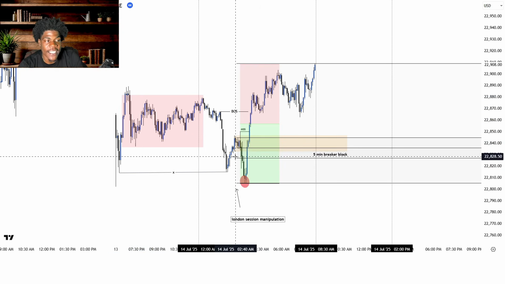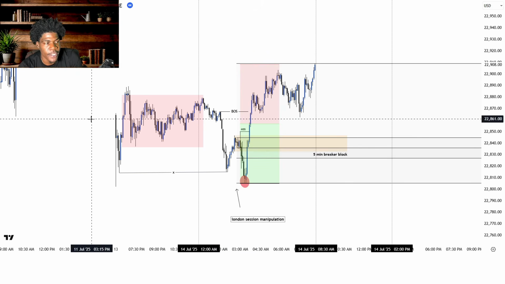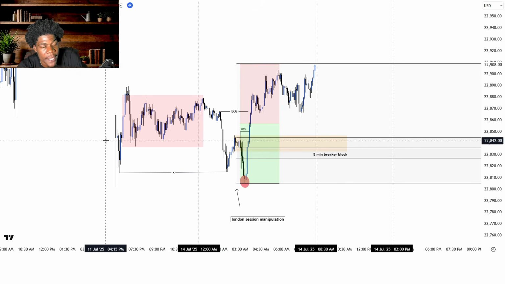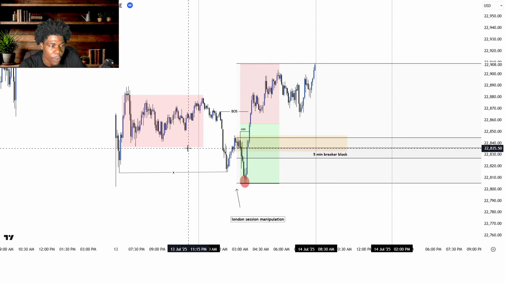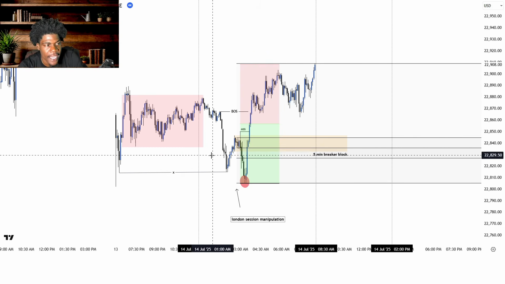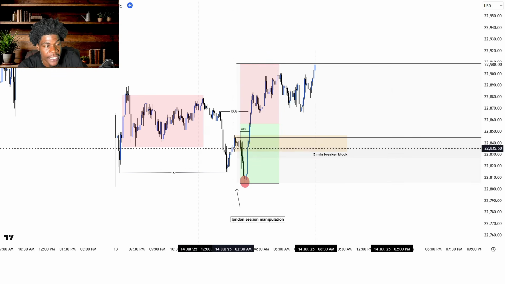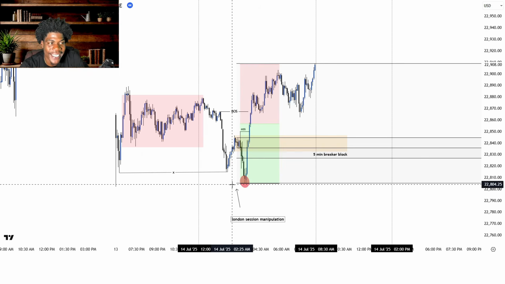So we know that the Asian session builds our accumulation. And what time does the Asian session start? The Asian session starts from 4 p.m. EST and lasts till around 12 a.m. EST. As you can see, this is where now the London session started. The London session is our manipulation session. A lot of beautiful setups appear during the London session.